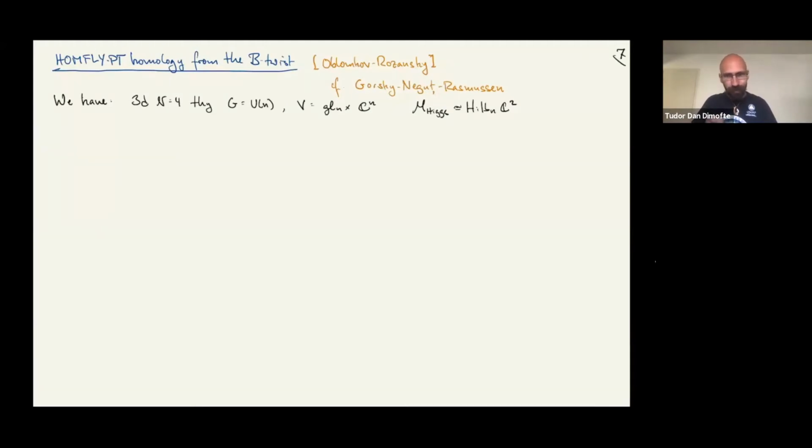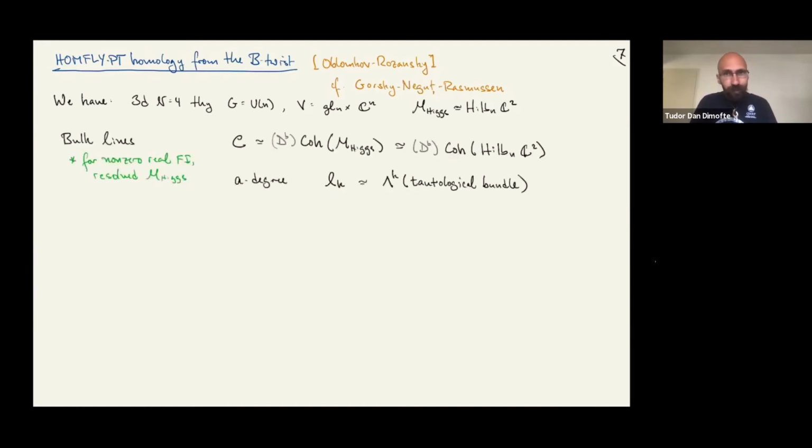These operations and these categories end up being relevant for computations in the A twist and the B twist. In this work of Oblomkov and Rozansky, which I should say is also closely related to work of Gorsky, Negut, and Rasmussen, involving Soergel bimodules. Anyway, in Oblomkov and Rozansky, one has a 3D N equals 4 theory, gauge group U(N), representation adjoint plus fundamental, Higgs branch is the Hilbert scheme.